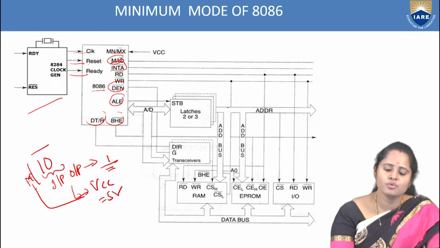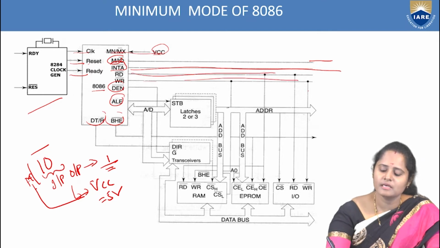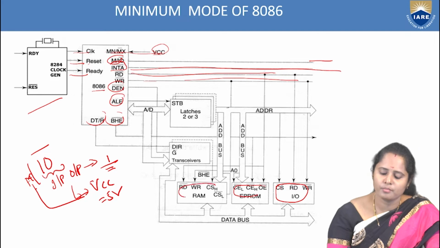So for this 8086 microprocessor, as we are working in the minimum mode, this MN by MX bar is connected to VCC, and M by IO bar is taken out because if I need to connect any IO device, I can connect it to this. And interrupt acknowledgement is another pin which is taken as an external pin. And for read operation and write operation, we are connecting those pins to the IO device which is connected to the processor and to RAM and ROM.